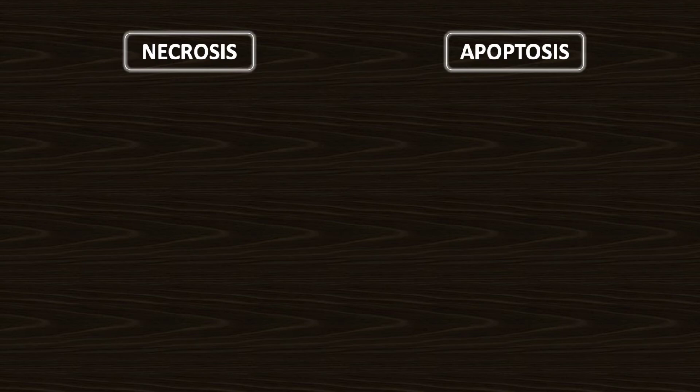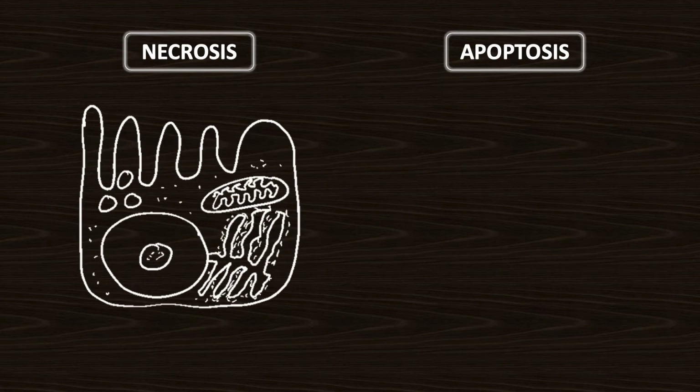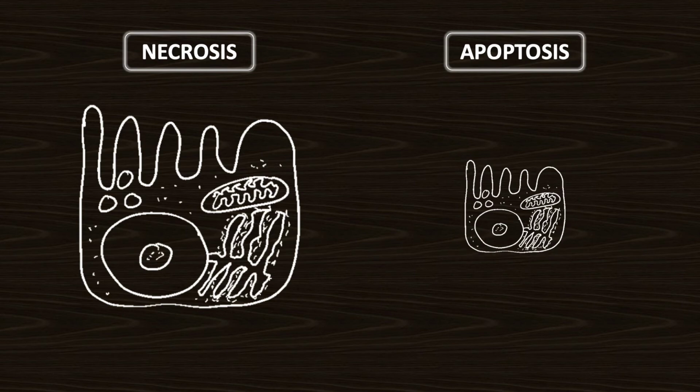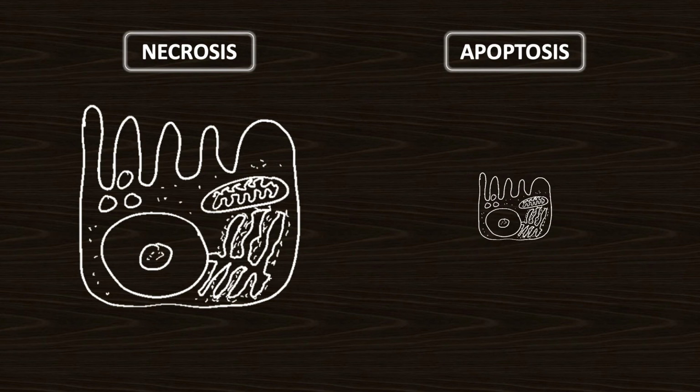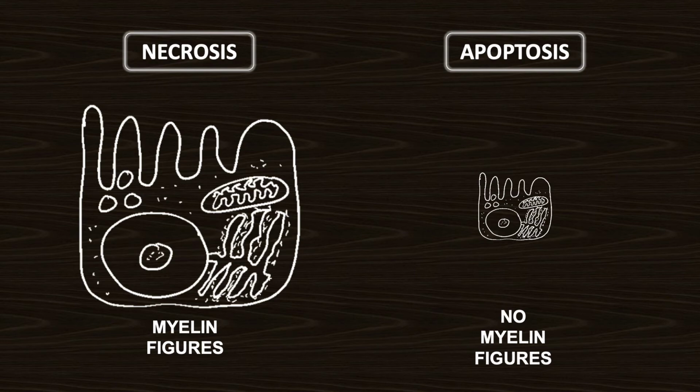Now let's compare necrosis and apoptosis, which are forms of cell death after irreversible damage. Necrosis entails swelling of the cell, whereas apoptosis sees the cells shrink. In necrosis, swelling of the mitochondria and endoplasmic reticulum causes myelin figures to form. This does not occur in apoptosis.